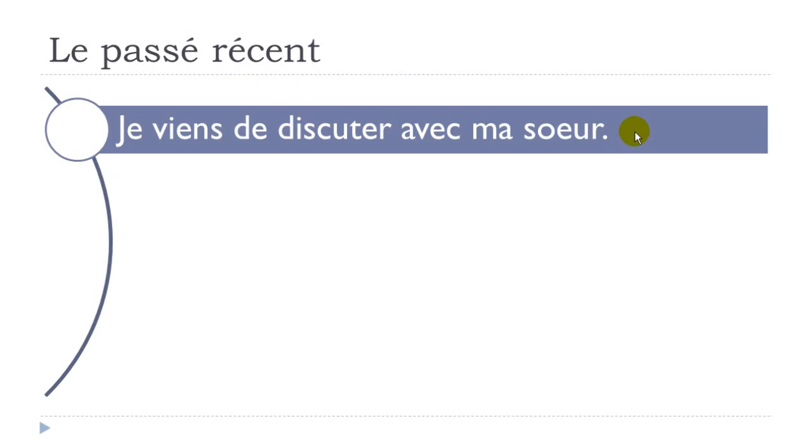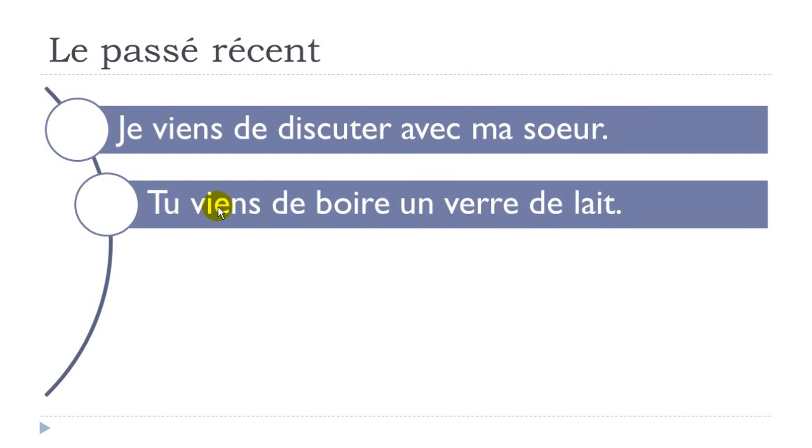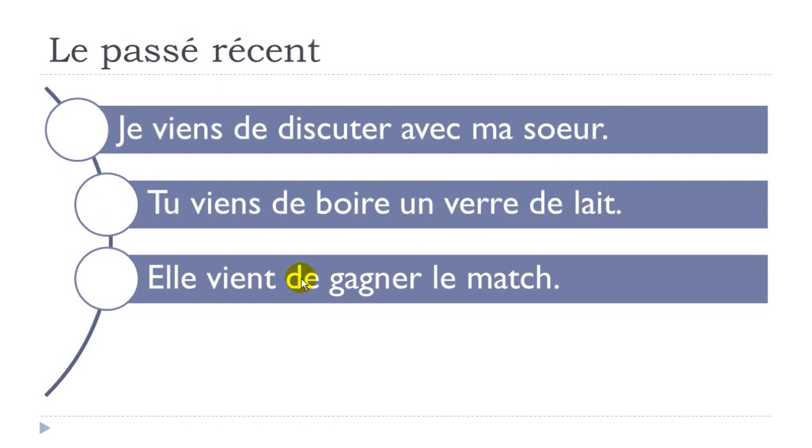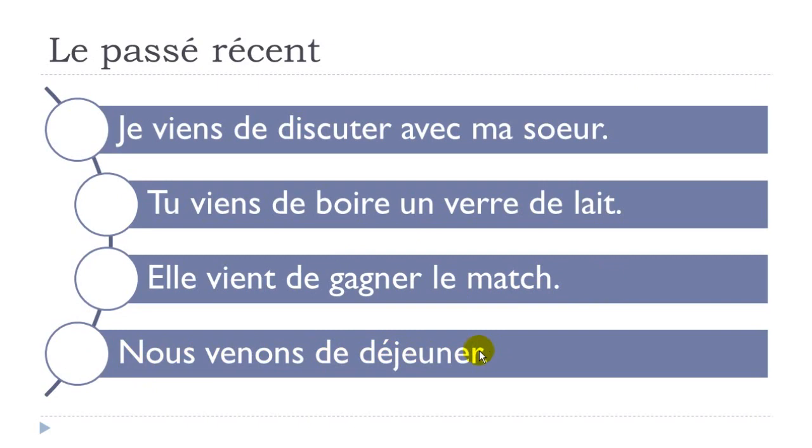All right, and then same thing here, tu viens de boire un verre de lait. Boire, to drink, un verre, glass, de lait, of milk. D'accord? Tu viens de boire un verre de lait. Same thing here. It just happened. Elle vient de gagner le match. Gagner is to win. Le match, obviously, the match. Elle vient de gagner le match. And the last one. Nous venons de déjeuner. Okay? Déjeuner here. It's when you have your lunch. Okay? Nous venons de déjeuner.